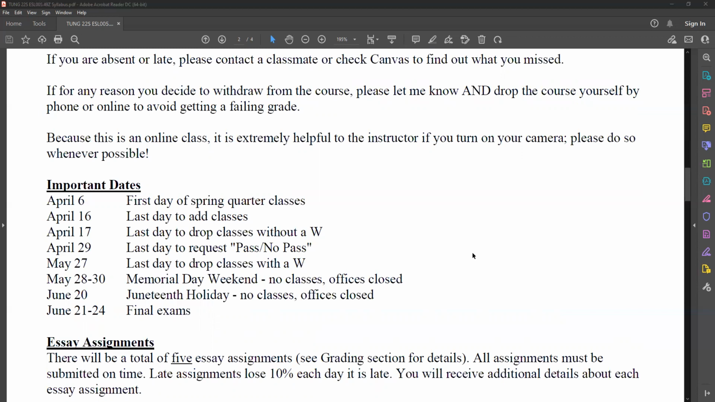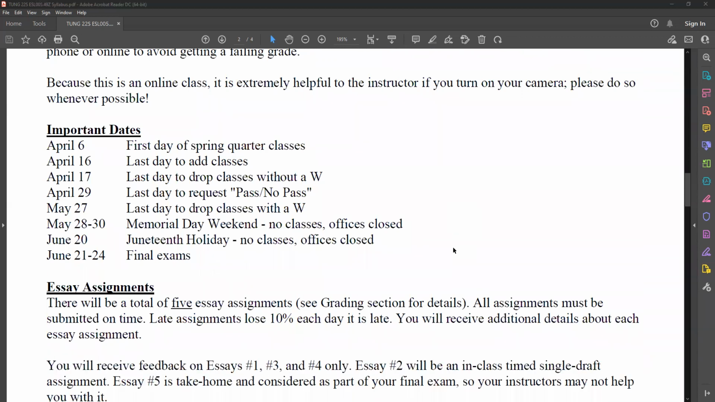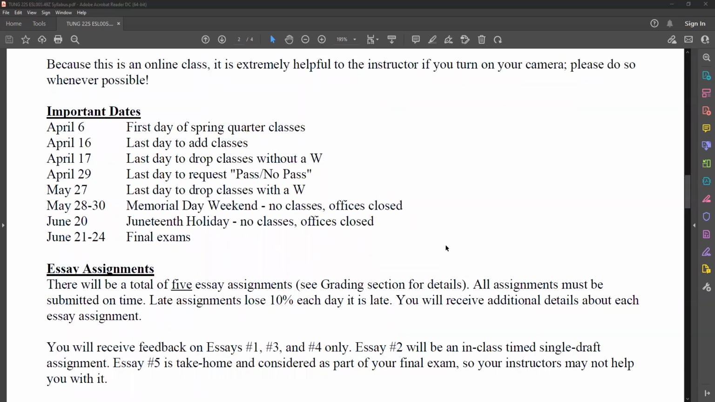If for any reason you decide to withdraw or drop the class, go ahead and do that. Just let me know so I can confirm that it actually happened. Otherwise, you might end up getting a W or something else, or maybe a failing grade. Sorry, actually, not a W. You might get a failing grade, right? And you don't want that. Because it's an online class, it is extremely helpful to your teachers if you turn on your camera. So please do so whenever possible.